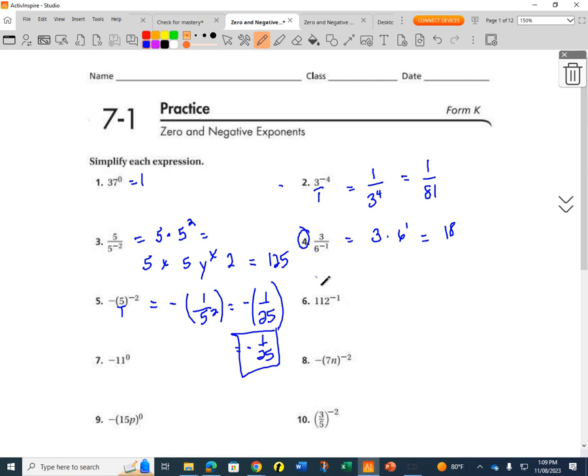Anybody want to tell me how to do number 6? Tosh, can you tell me how to do number 6? Well, we said if it's got a negative exponent, what's it probably going to be? If it's in a fraction, right? Put a 1 over it. Put a 1 under it, yep. And now what? Flip it. Right, and that'd be 1/12 to the positive first power, which is really just 1 divided by 12, or 1/12.